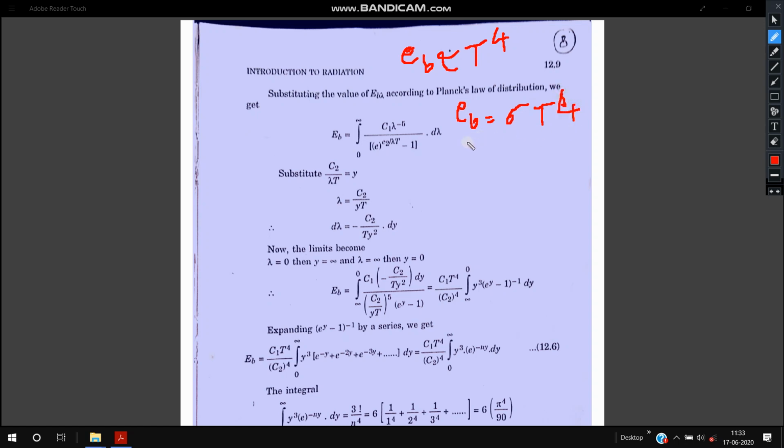Now we will prove this Stefan-Boltzmann law. As I told earlier, the total emissive power E_b equals the integral from 0 to infinity of E_b lambda d lambda, that is, the integration of the monochromatic emissive power.